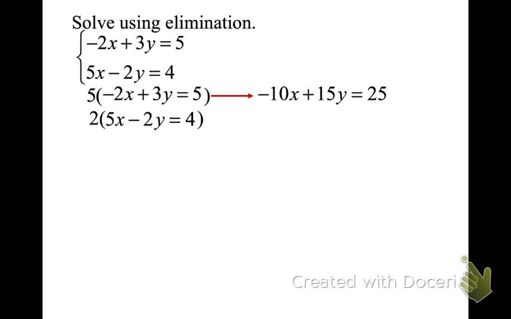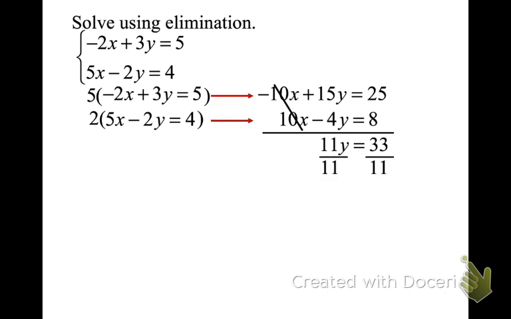So 2 times 5x is 10x, and 2 times -2y is... Okay. These eliminate, I'm left with 11y equals 33, and then we get y, and I substitute in to either original.